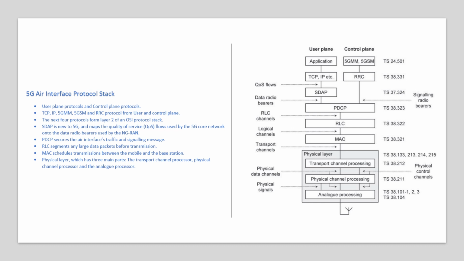Most of the protocols have the same names and objectives as their 4G equivalents, but their low-level implementations are different. In the user plane, the mobile exchanges packets with an external data network such as the internet. Those packets are created by applications in the mobile and the data network and are transported over the network using protocols such as TCP and IP. In the control plane, the mobile exchanges non-access stratum signaling messages with the core network using the 5G MM and 5G SM protocols, and exchanges access stratum messages with the radio access network using the protocol for radio resource control, that is RRC.